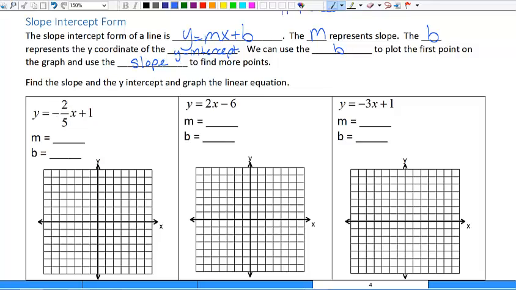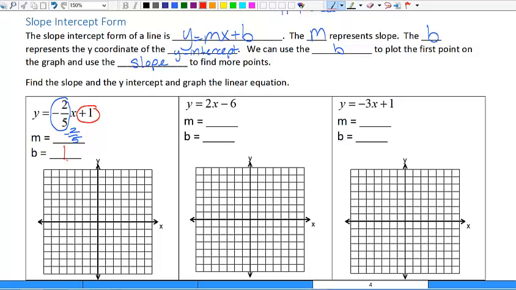So if I have the slope and the y-intercept in what we call slope-intercept form, all I have to do is find the m, which is in front of the x, so the m is negative 2/5 on this first problem, and the b, which is when it's in y equals mx plus b form, is just the number being added.